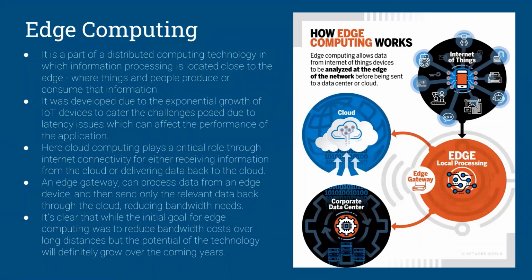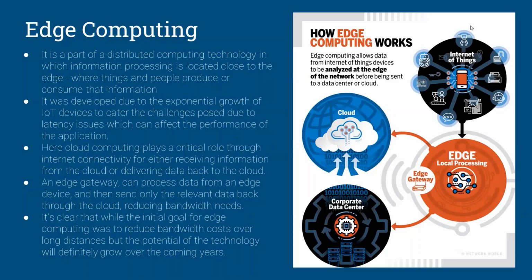Here, cloud computing plays a critical role through internet connectivity for either receiving information from the cloud or delivering data back to the cloud. An edge gateway can process data from an edge device and then send only the relevant data back through the cloud, thereby reducing bandwidth needs. It's clear that while the initial goal for edge computing was to reduce bandwidth cost over long distances, the potential of the technology will definitely grow over the coming years.